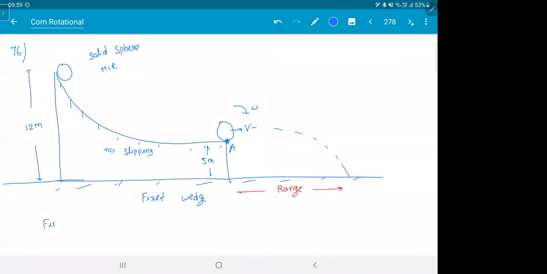Find the speed at A and the range. Hope you can visualize. The ball will roll over an incline, will fly over the incline, and fall on the ground. So find the range on the ground and find the speed at A. And if you want to find the range, you need to find the speed anyways. Get it? Rotational motion and kinematics. Projectile motion. Hope you guys remember the formulas.